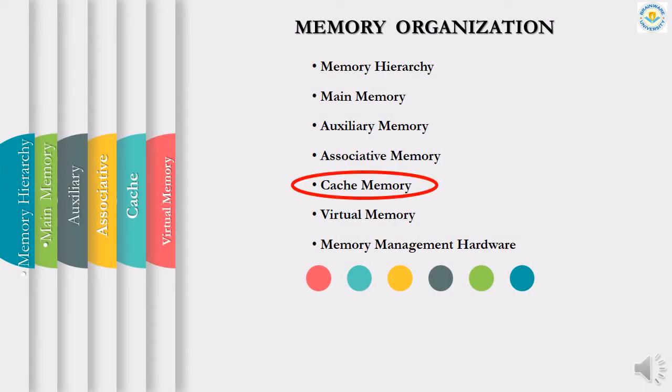Today we are going to explain memory organization with cache memory. Actually, a computer system is usually not constructed using a single type of memory at all. In fact, several types of memory are used, and they comprise the hierarchical memory system of the computer.